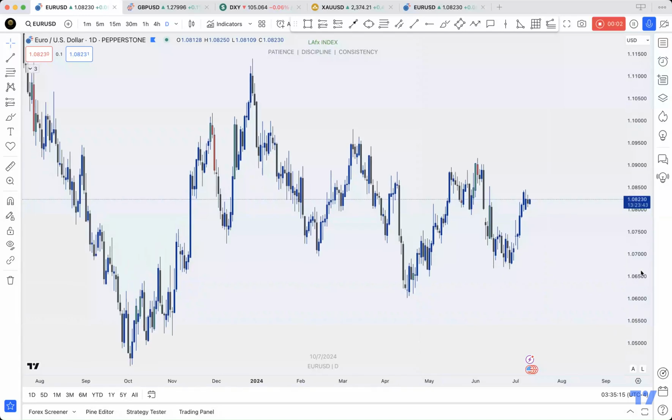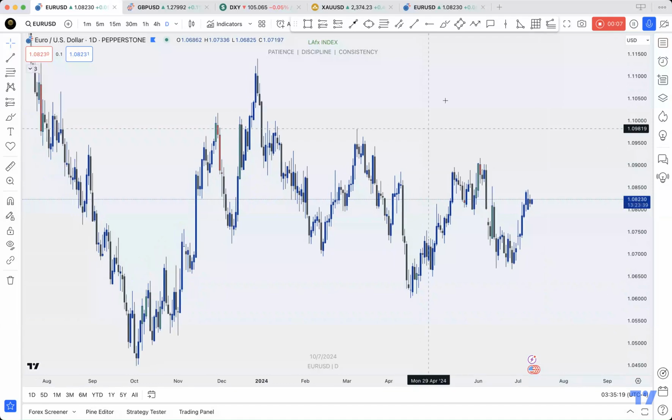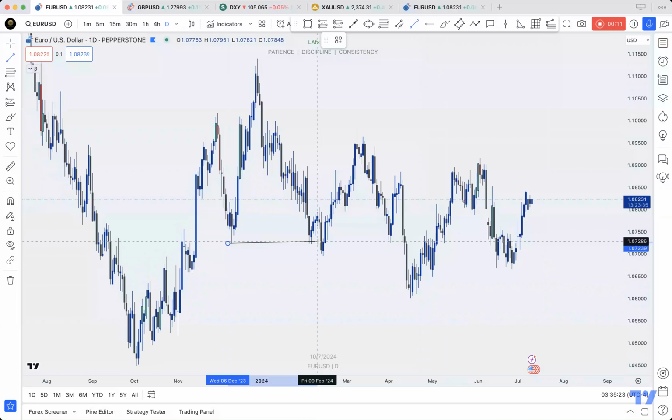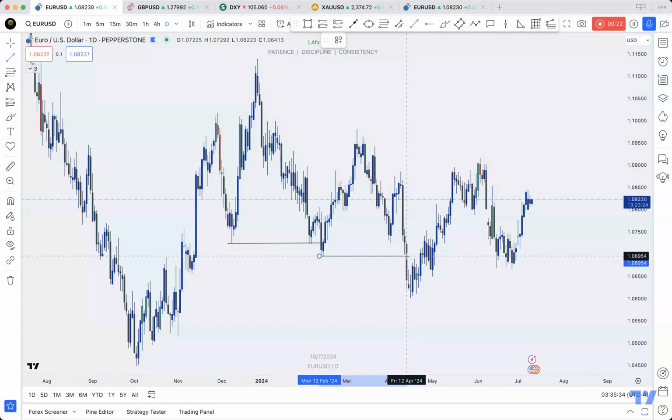All right, so a quick one on EU, right? On the daily, we see we're breaking structure to the downside. We're breaking structure to the downside, right? So we'll consider this as a bearish move.